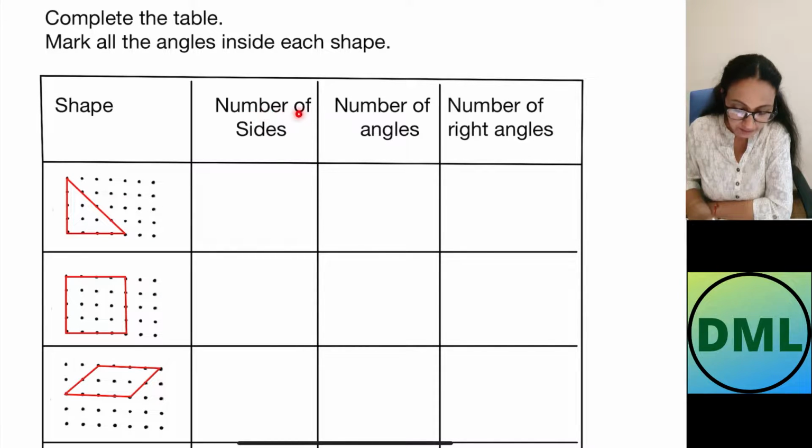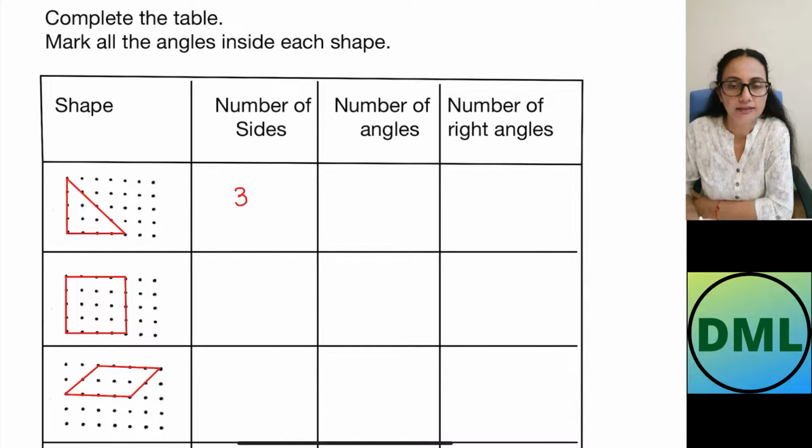I need to calculate the number of sides. How many sides does it have? Can we calculate the sides first? So this is 1, 2 and 3. So there are a total of 3 sides. Let's write down the number here. There are 3 sides.